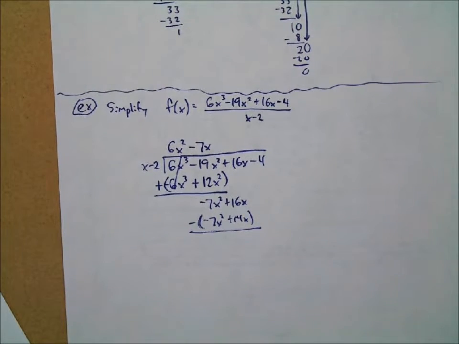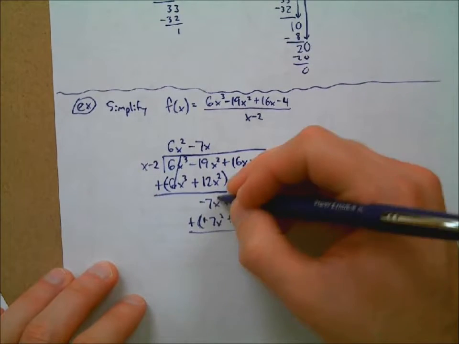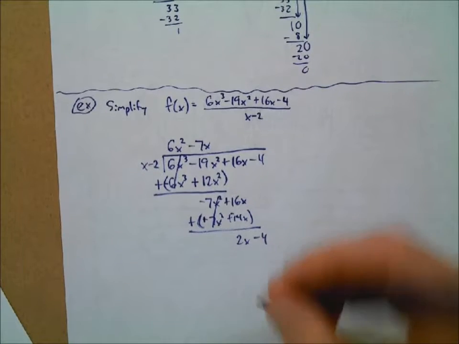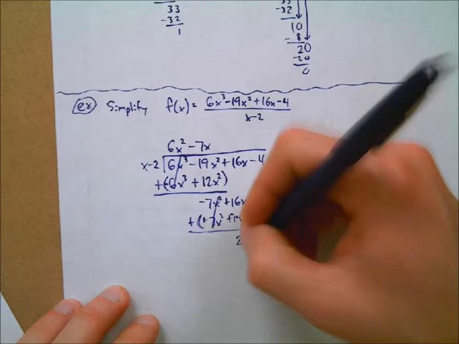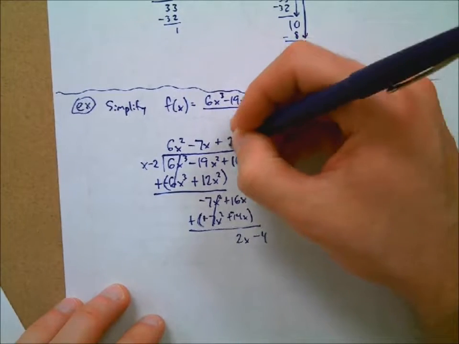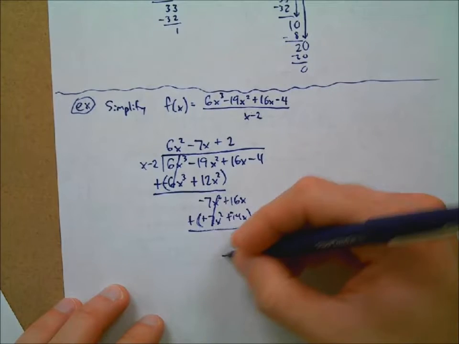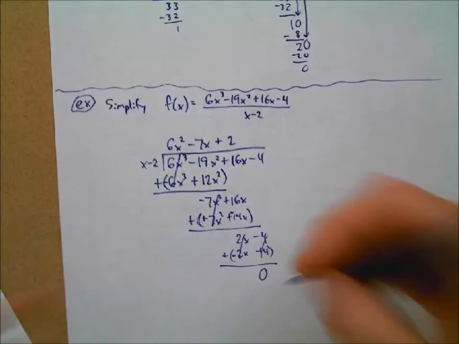But again, instead of subtracting, add the opposite. So the negative 7's cancel. We're left with 2x. Bring down that final minus 4 there. Then what times x gives us 2x? Well, 2. So 2x minus 4. So minus, plus, those cancel, and we have a remainder of 0.